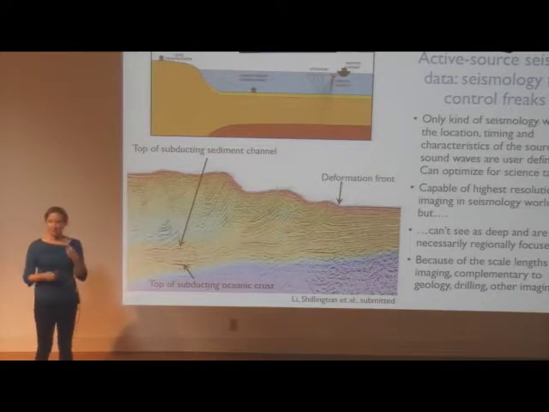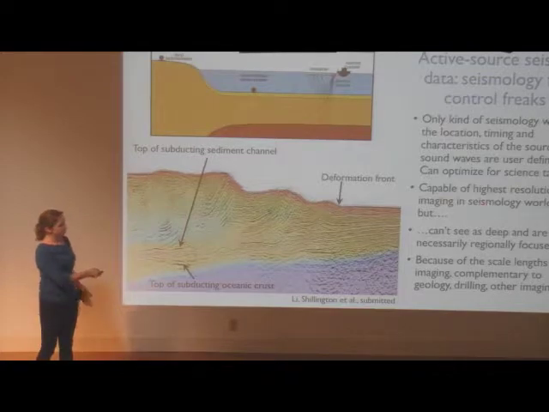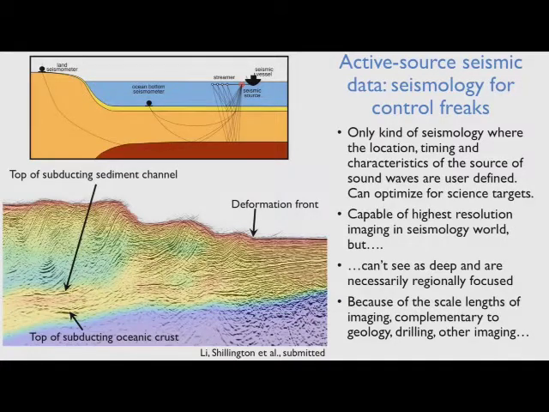So we're capable of doing this really detailed and high resolution imaging, but we are limited in terms of how deep we can see and the kind of spatial areas we can cover. This is necessarily a pretty focused and detailed approach, so it's strongly complementary to other kinds of seismic imaging, but because of the scale lengths it is also very complementary to drilling and geology and many other things. So hopefully you'll be convinced about all that.